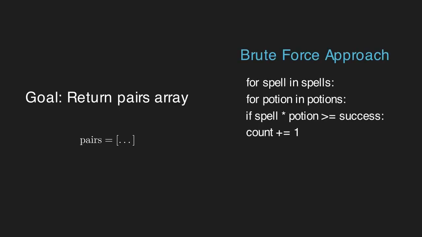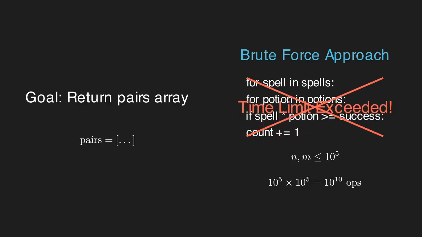The naive approach is to use nested loops. For every spell, iterate through every potion and check the product. However, looking at the constraints, both n and m can be up to 100,000. A brute force solution would require 10 to the power of 10 operations, resulting in a time limit exceeded error.